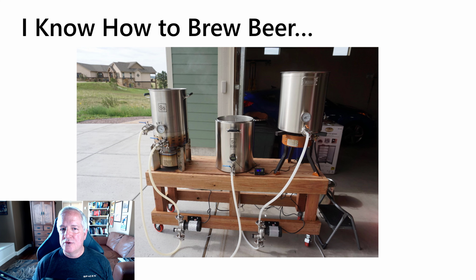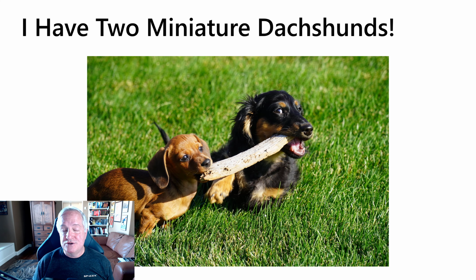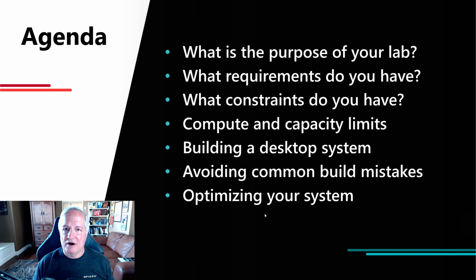So I know how to brew beer. I've been brewing beer for about 5 years now. It's a fun hobby, and it's all grain batches using that system you see right there. So I also have 2 miniature Dachshund puppies. They're both a lot of fun. The black and tan one is named Chorizo, and the other one is named Andouille. So we have a sausage theme for the dogs.